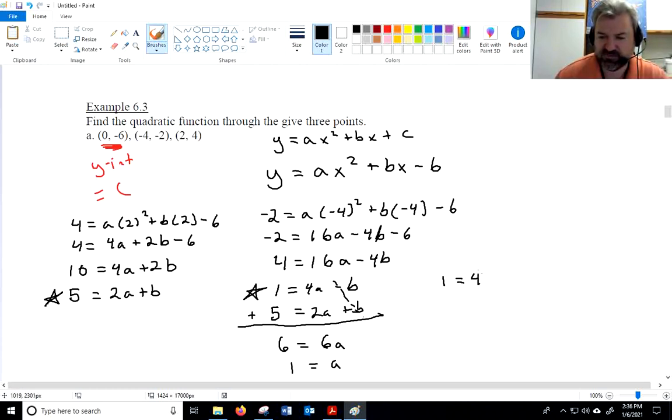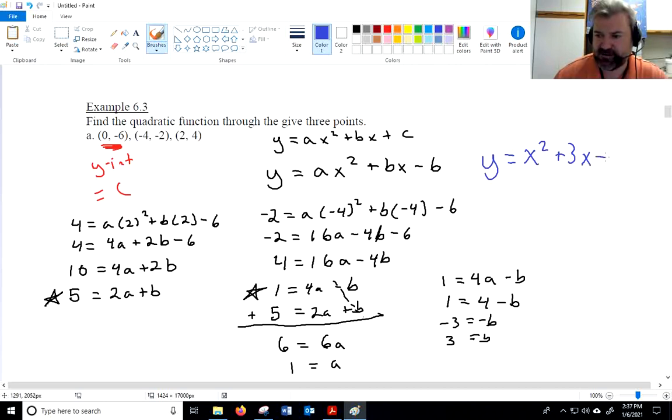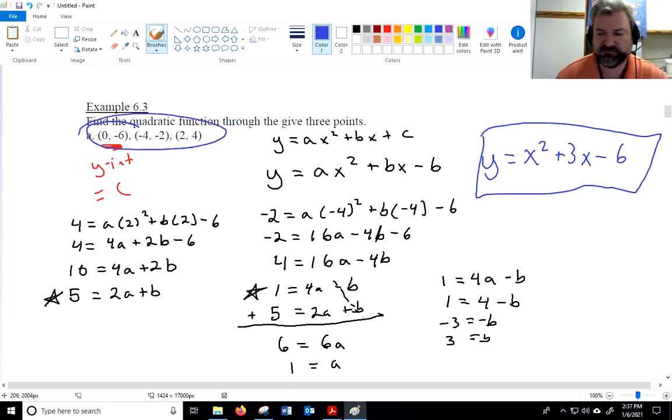So then if a is equal to 1, I can use either one of these equations to solve. I'll use this one here. That was a minus. I know it kind of looks like a plus now. And let's see here. A was 1, so it's just that. And so I have a negative 3 equals negative b, so b is equal to 3. So we've done all this work. Let's make sure we write down our final answer. Our final answer is y equals a is 1. So it's just x squared plus bx, so plus 3x minus 6. This parabola goes through those 3 points.